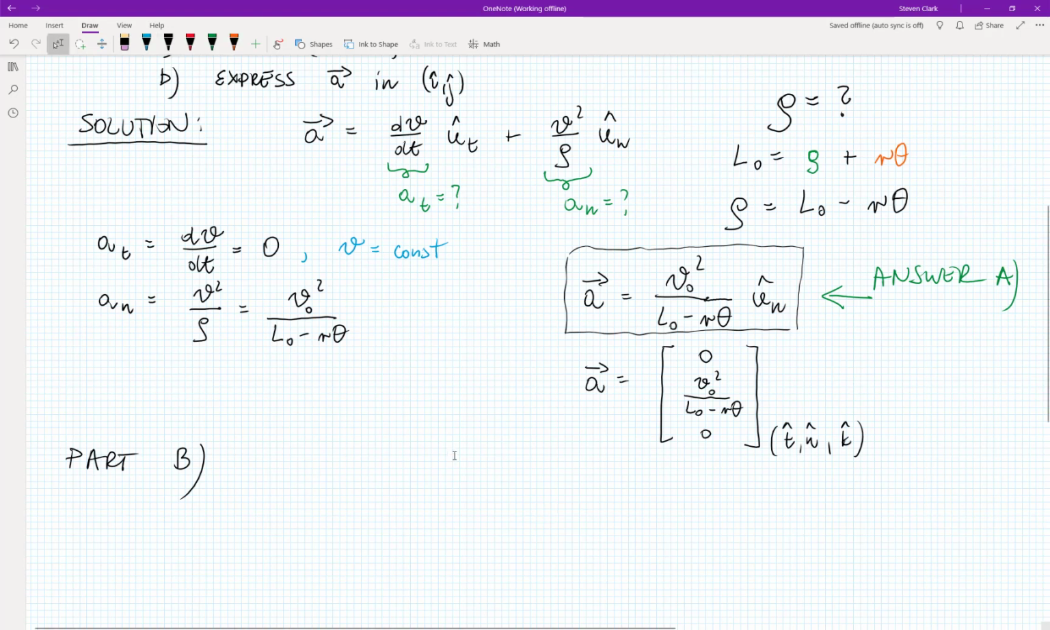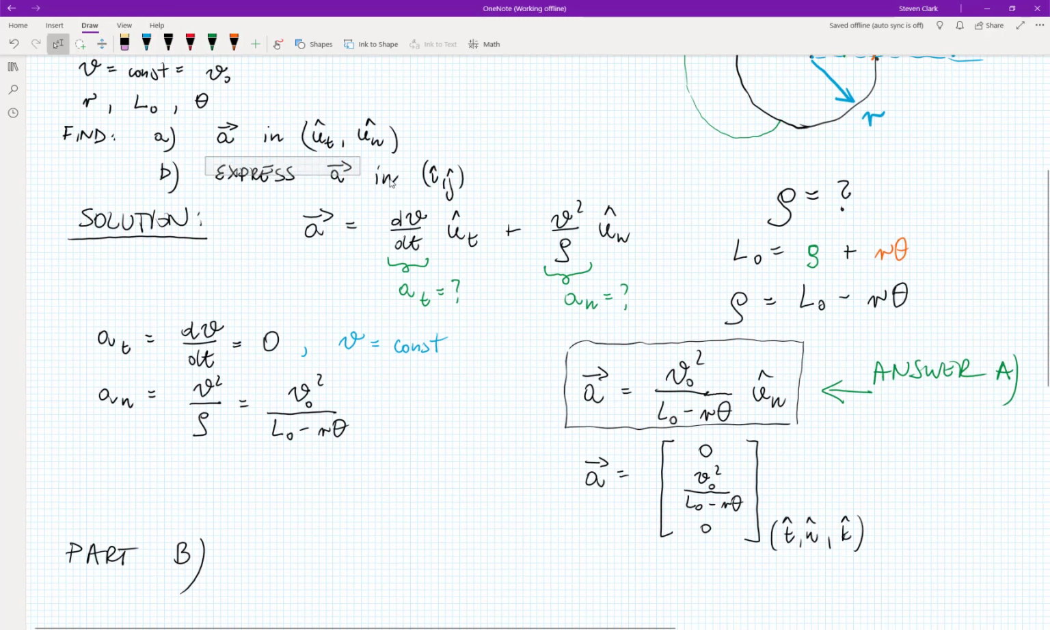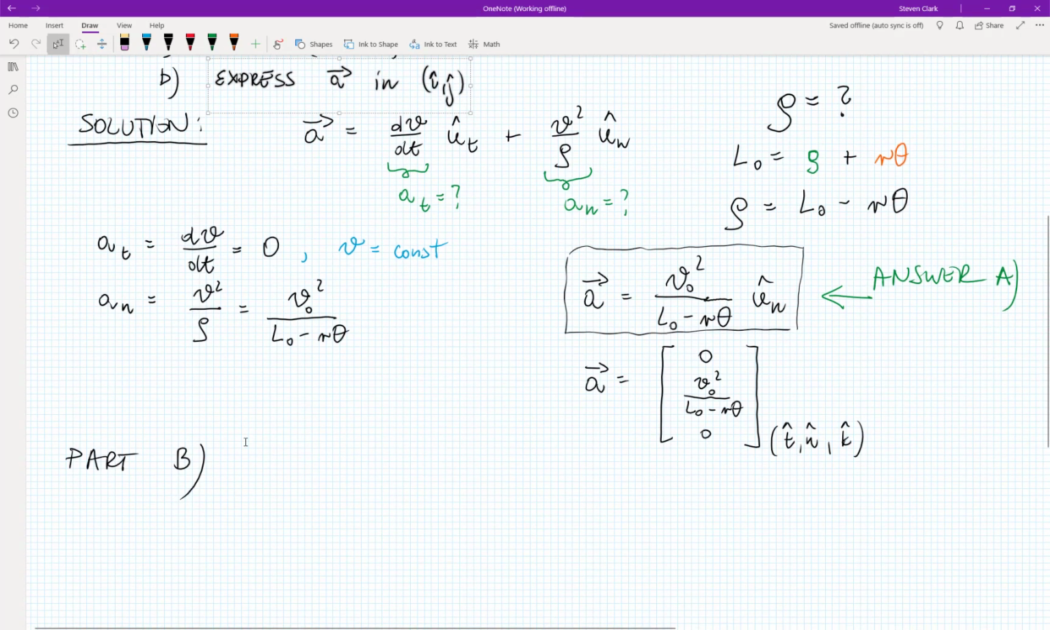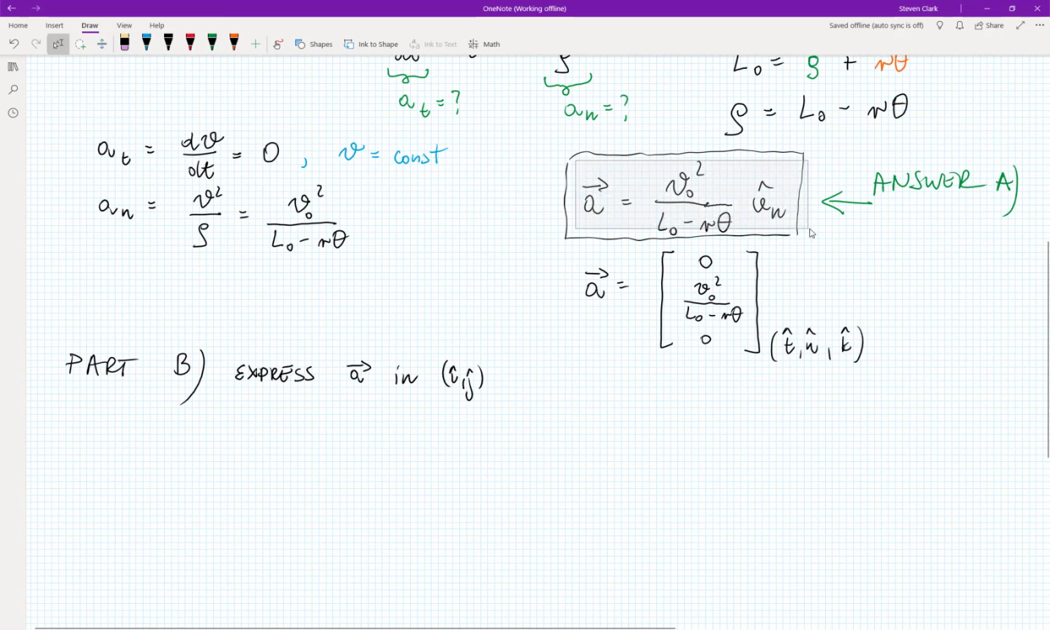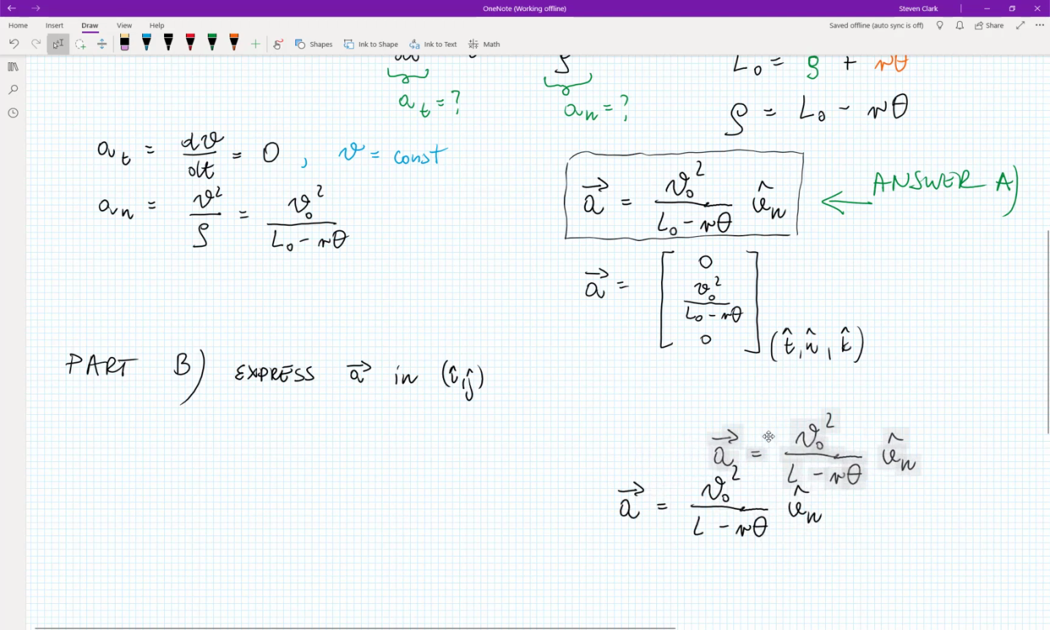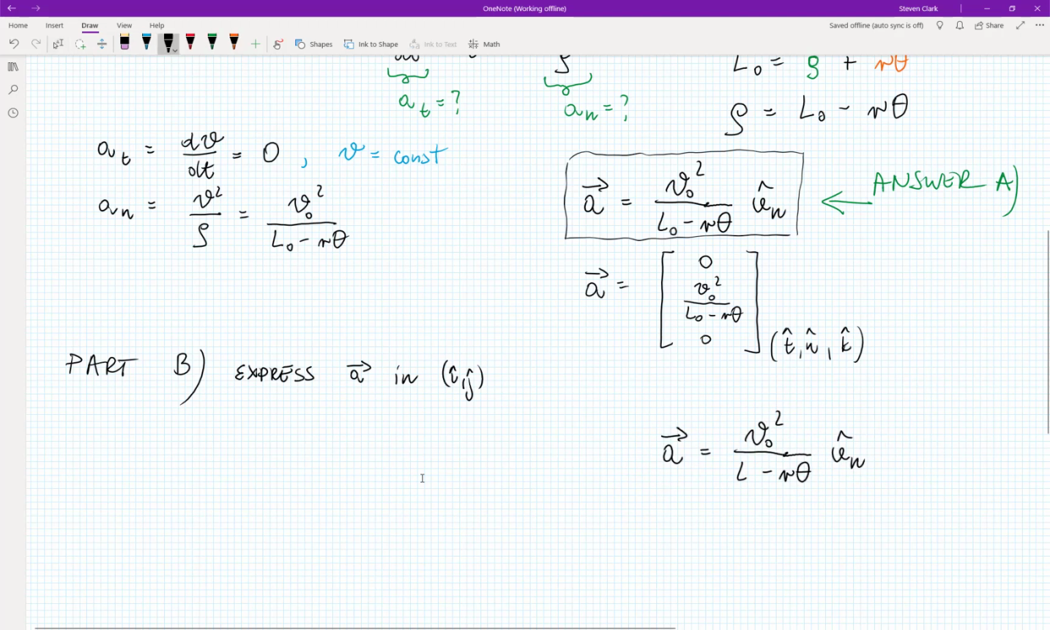So they told us that they would like us to express A in I and J. So in other words, they told us to jump from Tn into I and J. We're going to do that jump from here to here.